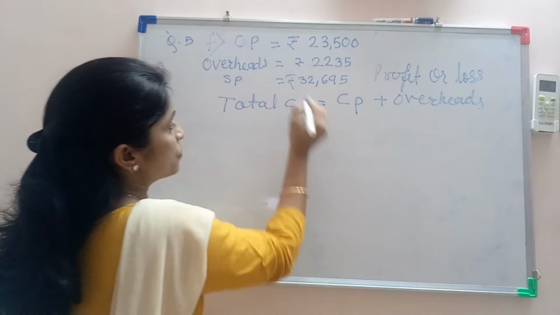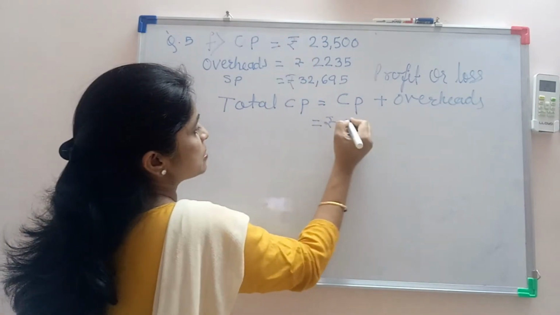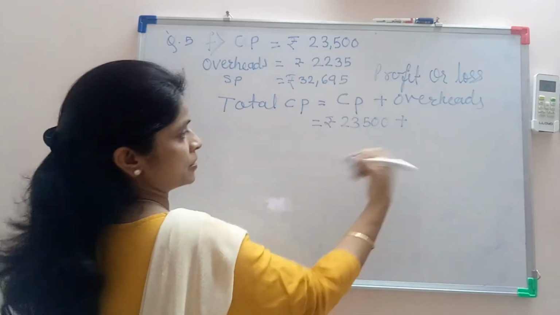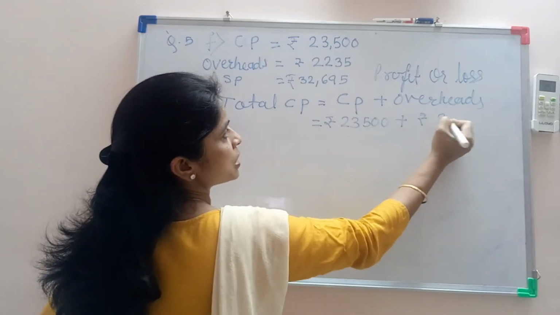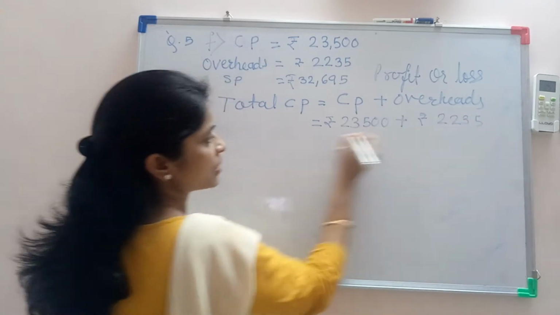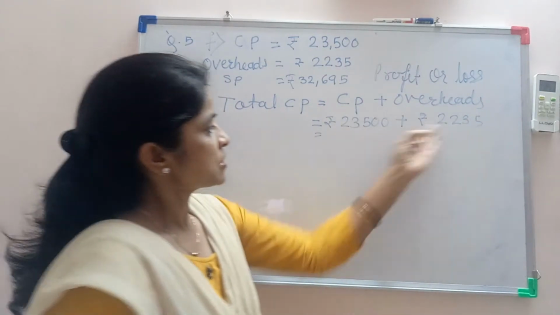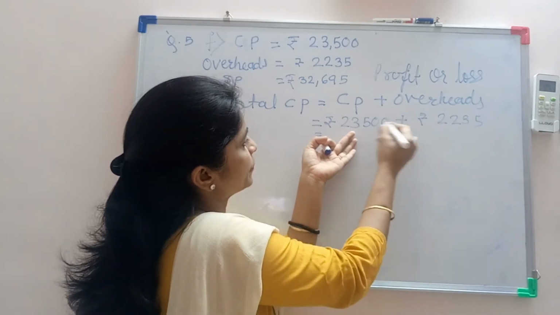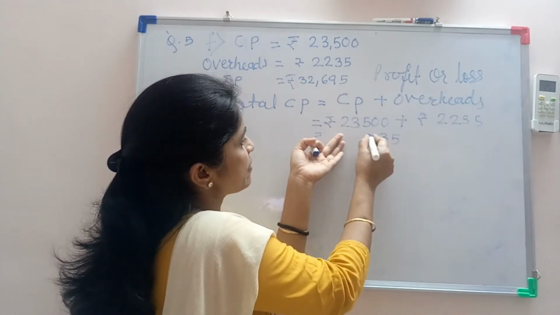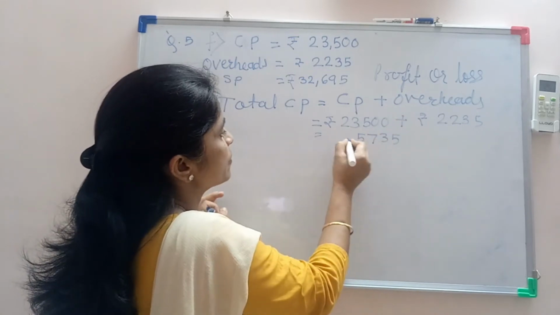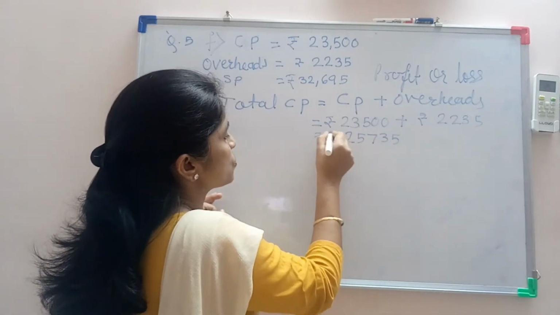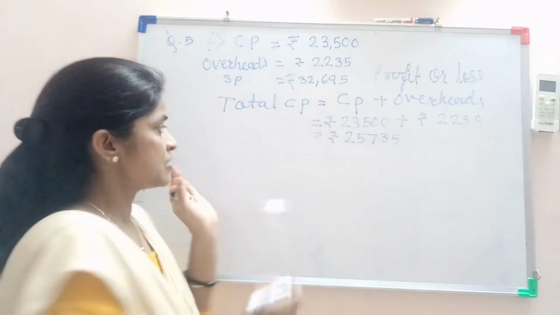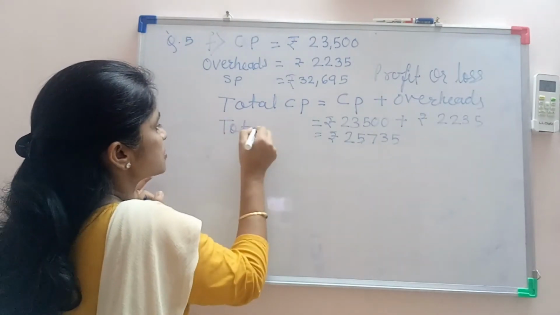Now student, what CP is given here? Rupees 23,500 plus overheads, that is rupees 2,235. Now we will add it. Now start doing the addition. 0 plus 5, 5. 0 plus 3, 3. 5 plus 2 is 7. 3 plus 2 is 5. And 2. So this 25,735 is our total CP.